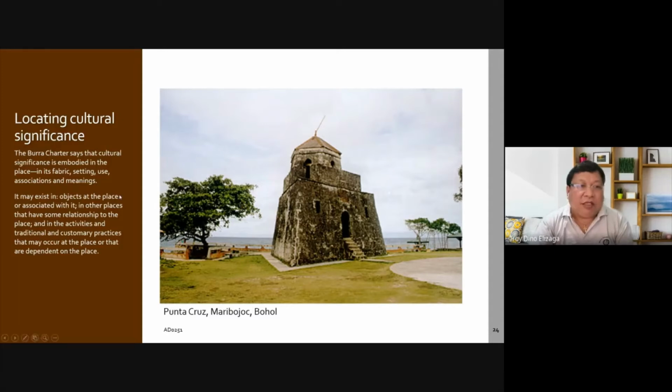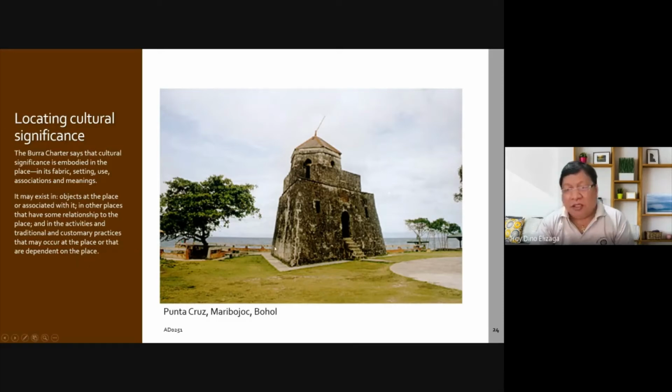So it may exist in objects at the place or associations with it in other places that have some relationship to the place, and in activities and traditional and customary practices that may occur at the place or that are dependent on the place.